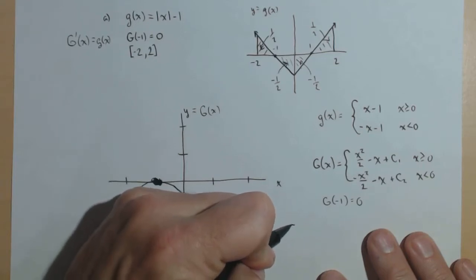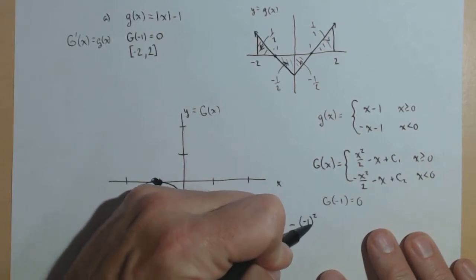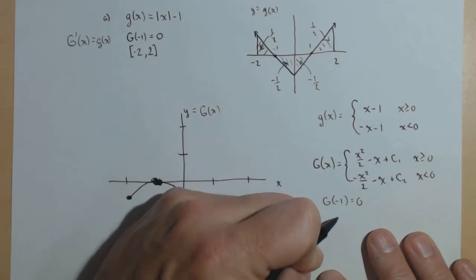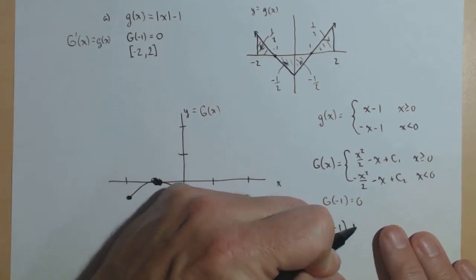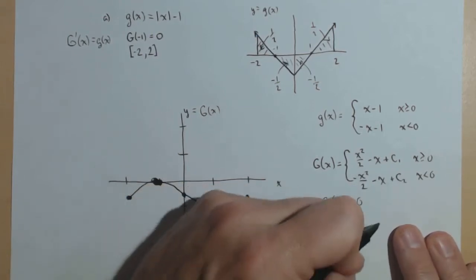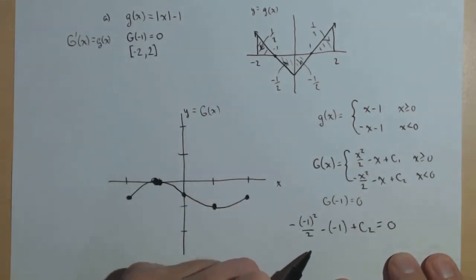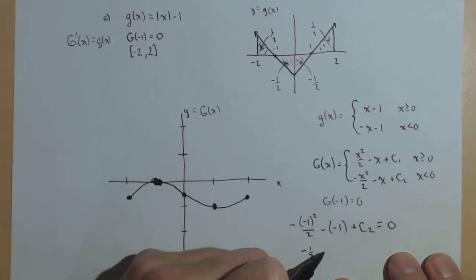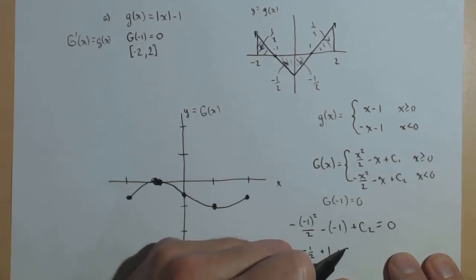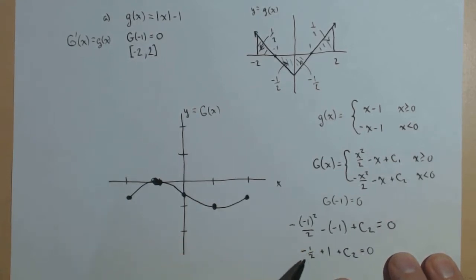So when x is negative 1, we have negative 1 squared over 2 minus a negative 1 plus c2. And we want that to equal 0. So we're trying to satisfy this initial condition. So we have negative 1/2 plus 1 plus c2 equals 0. Negative 1/2 plus 1 is a half, which means c2 has to equal negative 1/2.